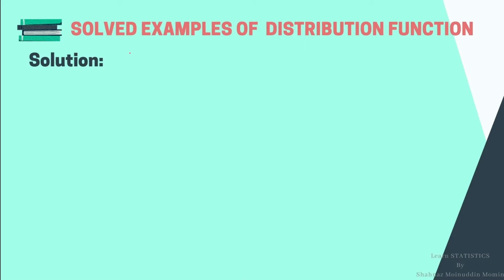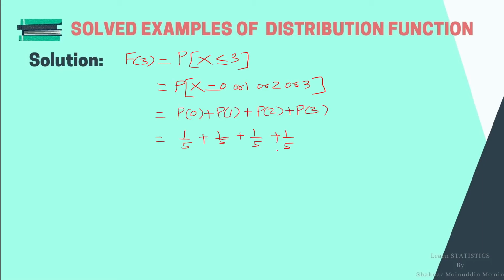Next is F3, which is probability x less than or equal to 3. So it is probability x equal to 0 or 1 or 2 or 3. After simplifying, we get it is 4 upon 5.